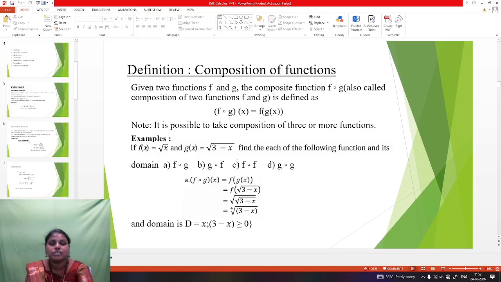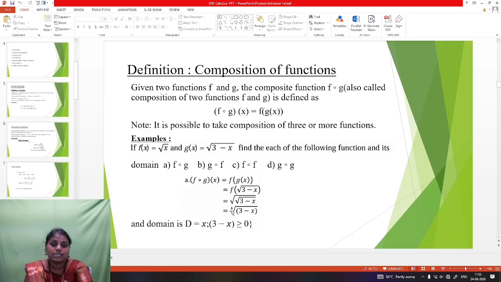By definition, f of g of x equals f of root of 3 minus x. Here f of x is root x, so f of root of 3 minus x is root of root of 3 minus x.